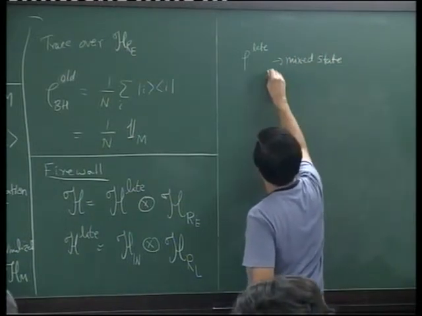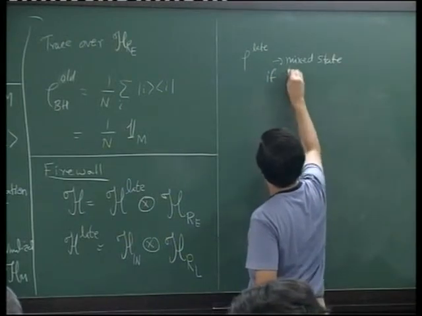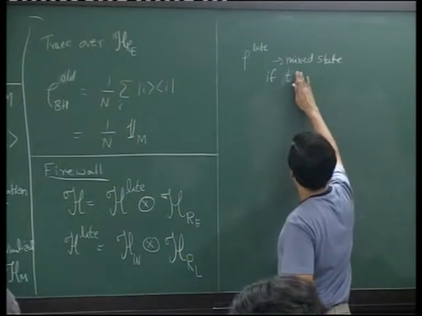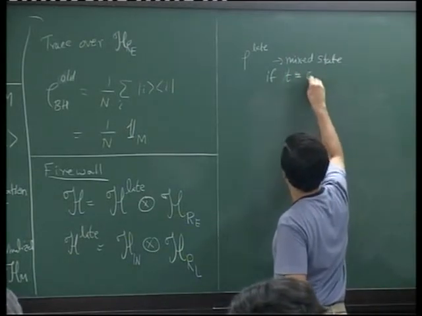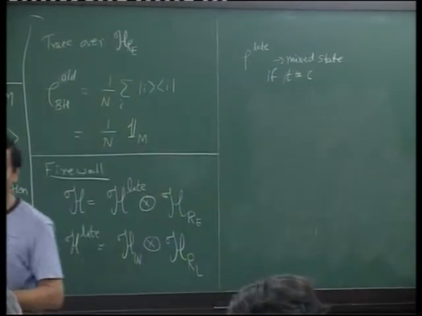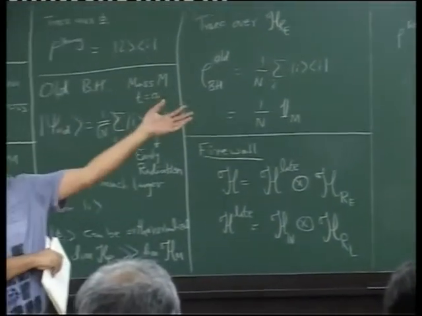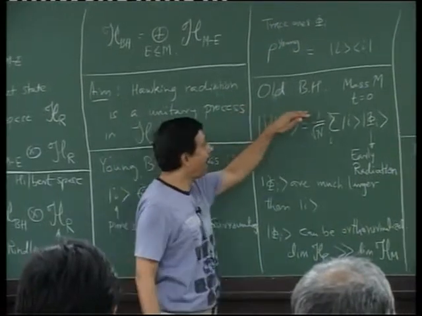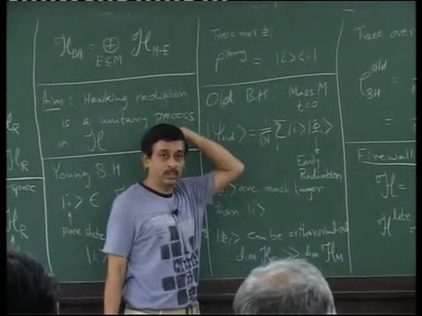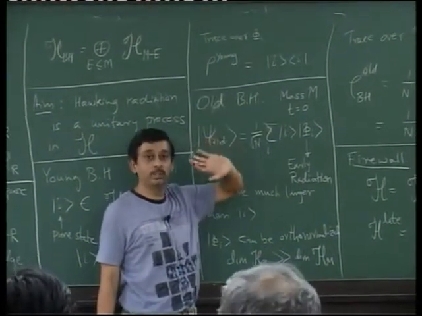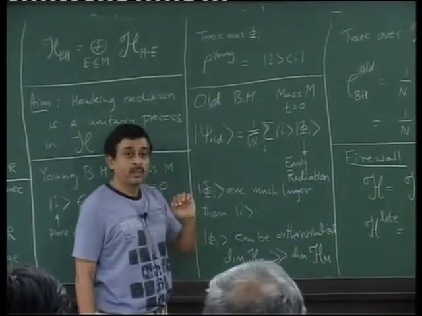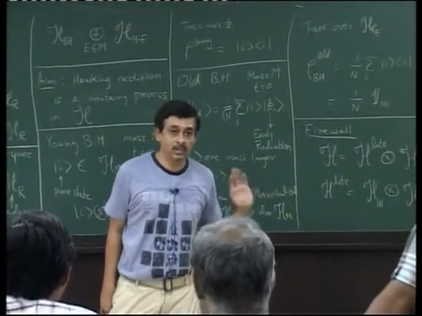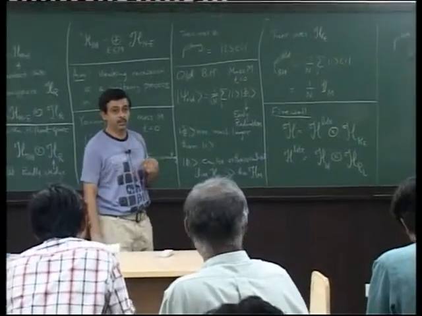If, yes, I'll tell you. So if T is equal to tau. Old black hole is something which was formed long ago and has been radiating, and I define it to be an old black hole at time T equal to 0. So it was formed long ago and has been radiating for some time. So actually T equal to 0 is already past the Page time. Yes, T equal to 0 for this black hole is well past the Page time.